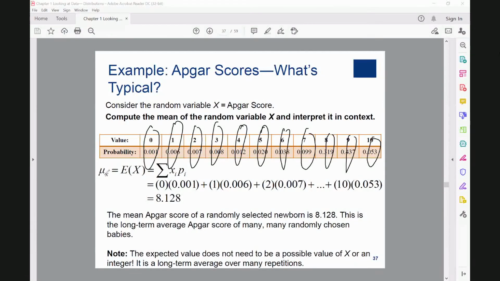Once we add them, we obtain the requested value, which is called the mean of the variable X. Okay, mu X or E of X is equal to 8.128 related to this variable. Of course we have to do some computation in order to obtain the request. That means in average it's like 8.128.